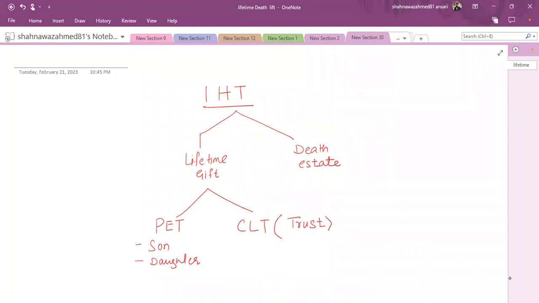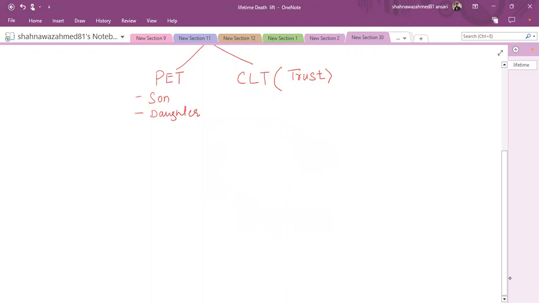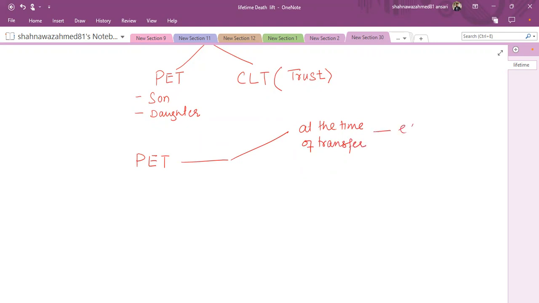Now, as far as the lifetime tax is concerned, let's talk first about the potentially exempt transfer rule. At the time of transfer, this is exempt. So no tax is applicable on a potentially exempt transfer. It's completely exempt at the time of transfer. But if the donor dies, then there is a possibility that the potentially exempt transfer might be taxable. And then we have to apply the 7-year rule.